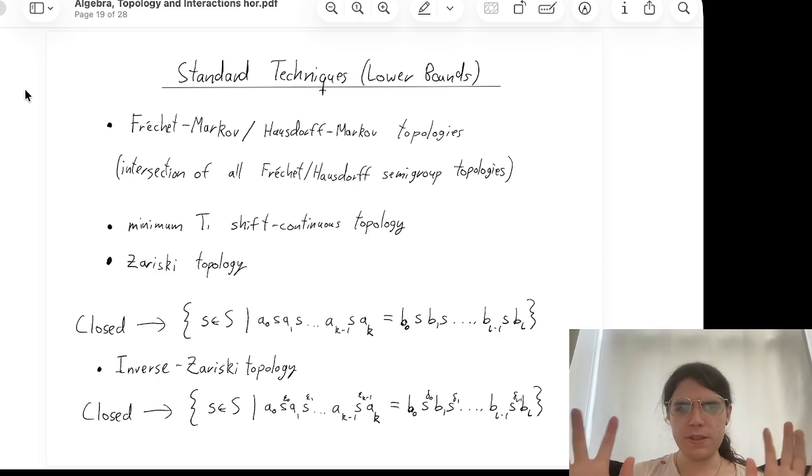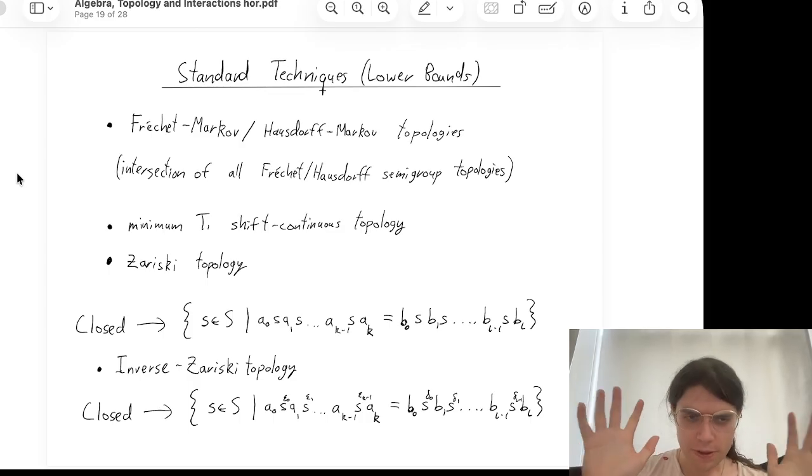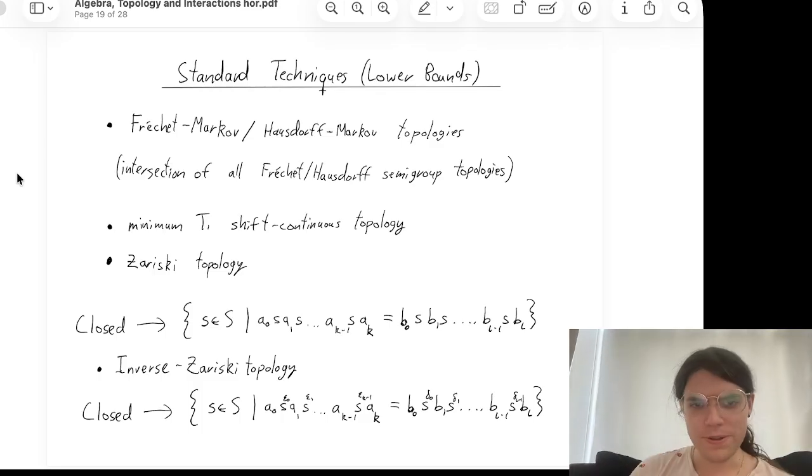Okay, so the lower bounds are sort of easier, and there's lots more stuff in the literature on lower bounds. We're going to talk about lower bounds. For any semigroup, there are various natural ways of defining a topology on it. I'm not saying a semigroup topology, I'm saying a topology. Sometimes it's a semigroup topology.